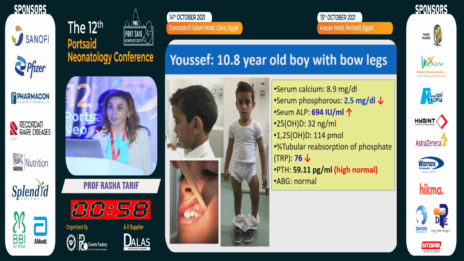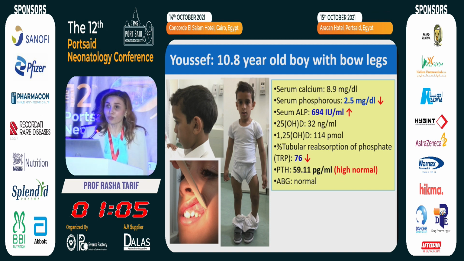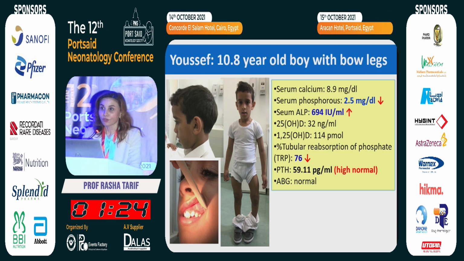Now, look at the lab profile of this boy. His calcium is lowish. It's not low, but in the low normal. And the parathyroid hormone is in the high normal. His phosphorus is very low. Alkaline phosphatase is very high. 25 hydroxy and 1,25 hydroxy vitamin D are normal. And tubular reabsorption of phosphate is very low. And the blood gases are normal. What's your diagnosis? What do you think?